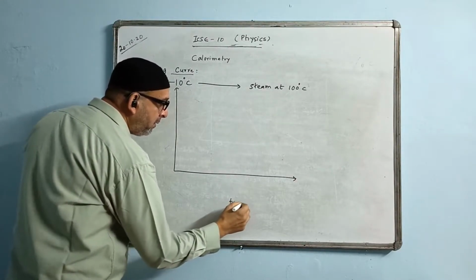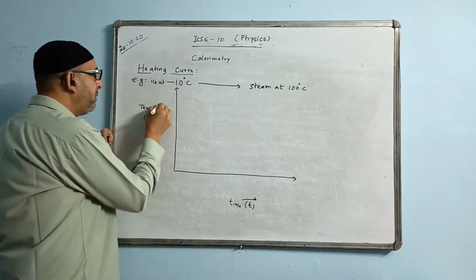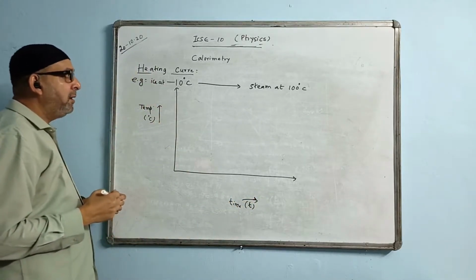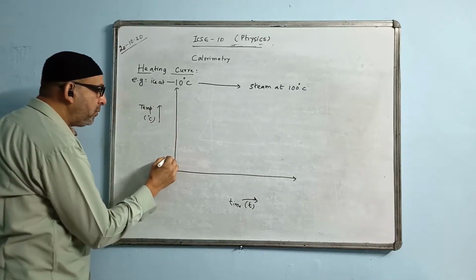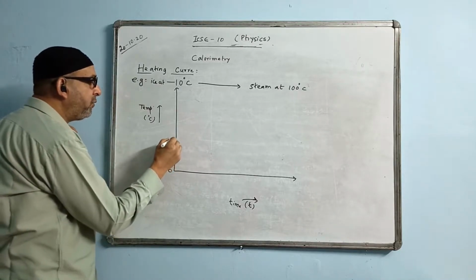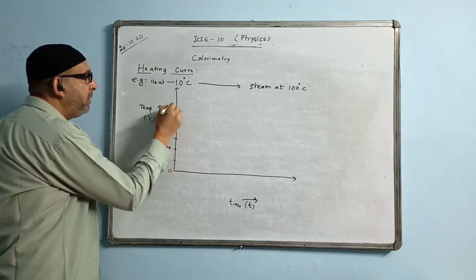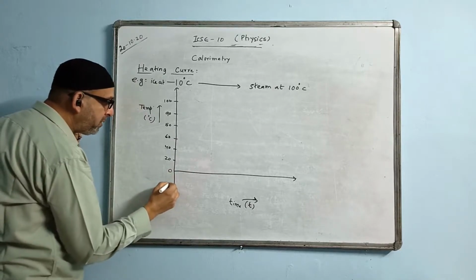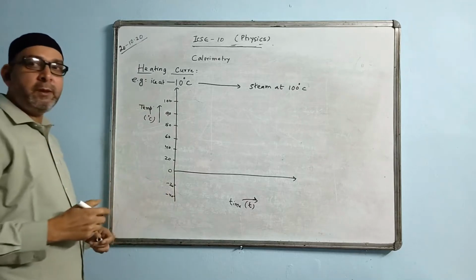Time is denoted by T on this axis. Here temperature is taken like this: the vertical axis is temperature, here the horizontal axis is time. Here we will show the temperature 0. You can show it out here with a gap of 20: 20, 40, 60, 80, 90, 100. And this side will be minus temperature, minus 20, minus 40. Let us show only two of them on the negative side.